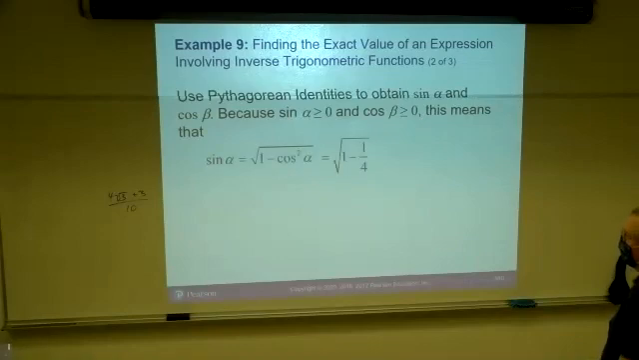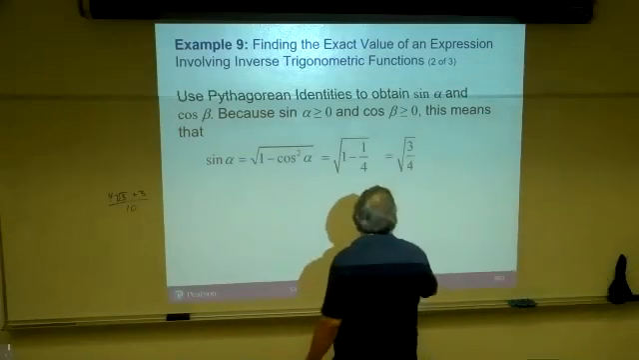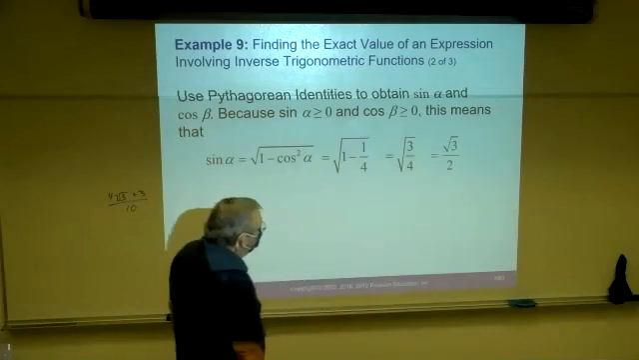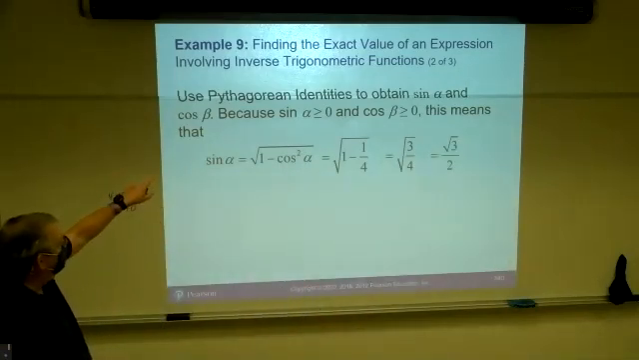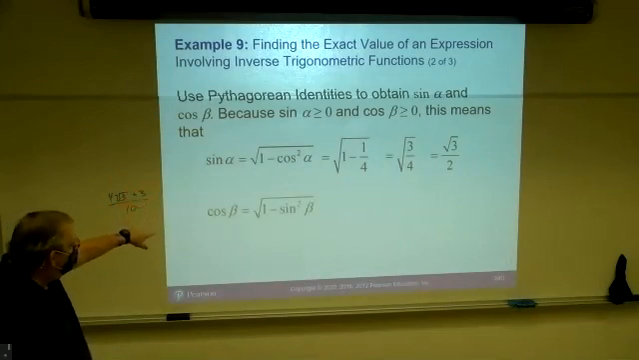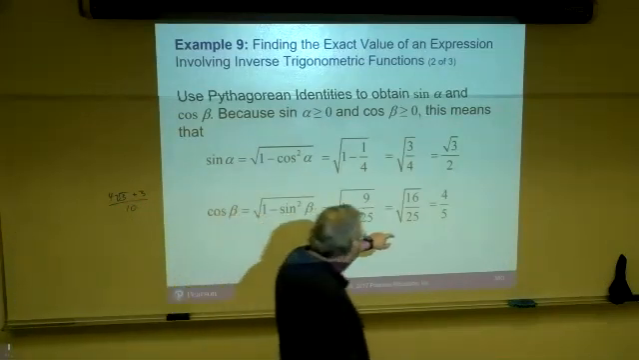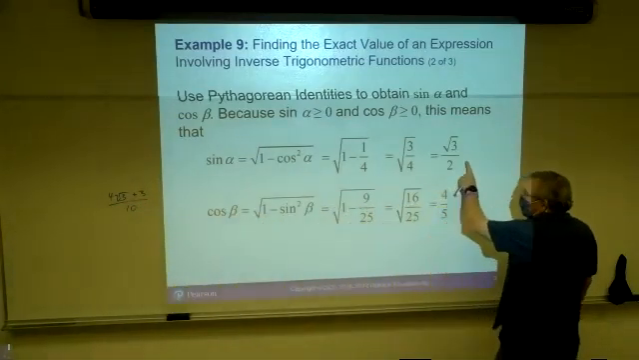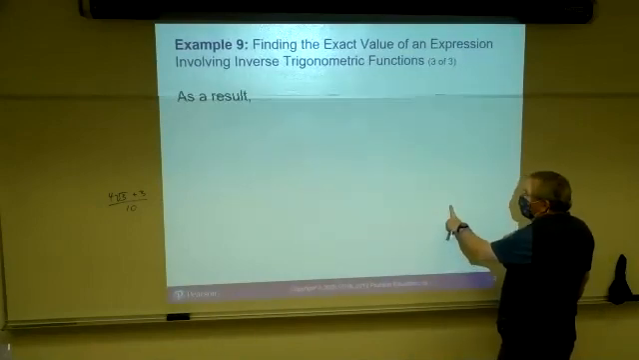Okay, they did it this way. So sine of alpha is the square root of 3/4, which is the square root of 3 over 2. So they did it using the Pythagorean trig identity, and same thing with the cosine of beta. So they got the same two things for sine of alpha and cosine of beta.